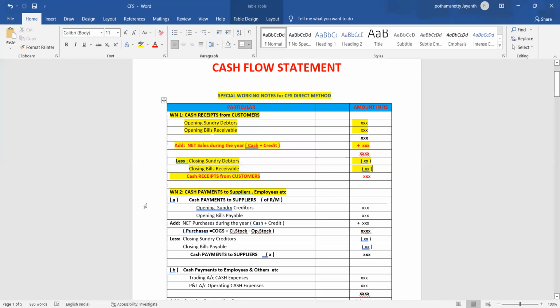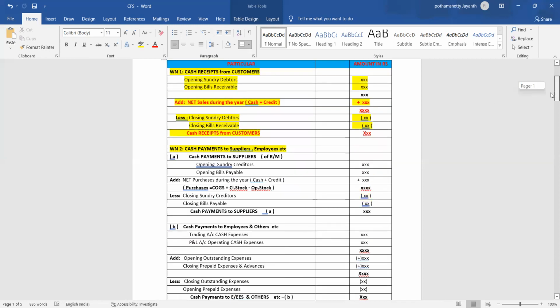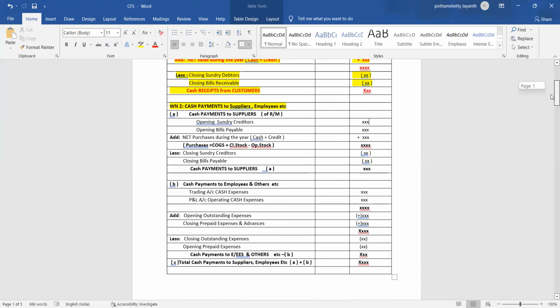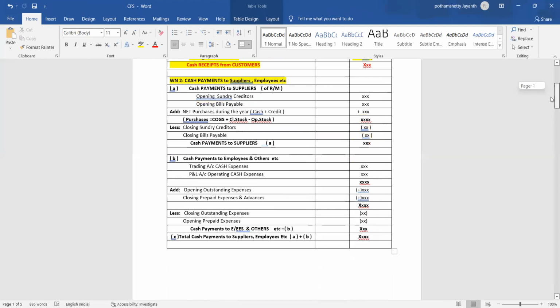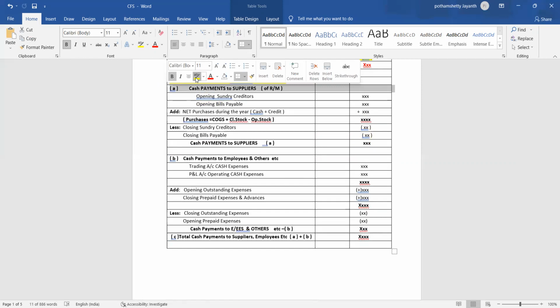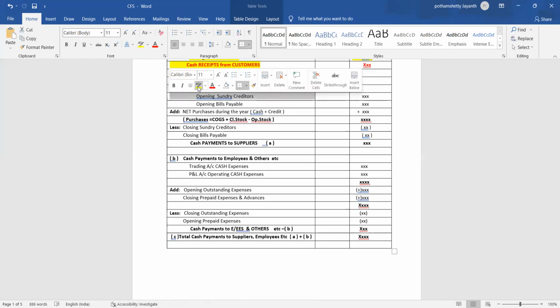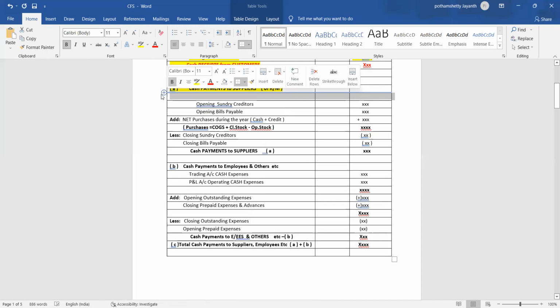Okay, next we need to take, after this, payment to suppliers and employees. What do we do? Payment to suppliers and employees. Hope it is on your screen now. So under this, first A bit, cash payment to suppliers for raw materials. Opening sundry creditors.